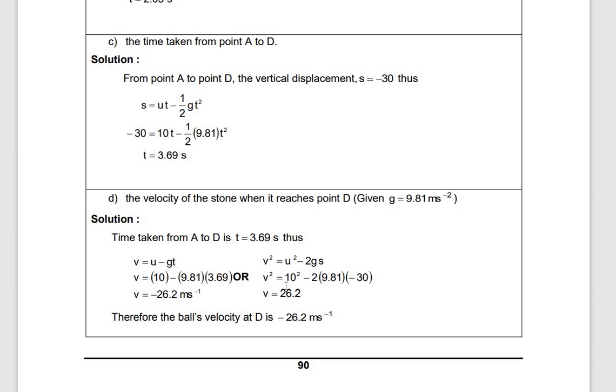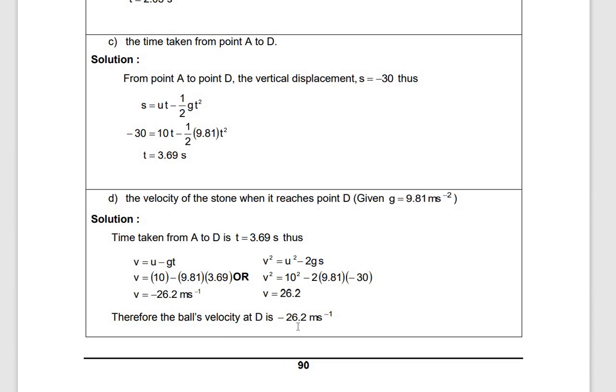Okay, formula untuk cari V. Okay, so then you akan dapat V is U minus GT, 10 minus 9.81 times 3.69. V is negative 26.2. Okay, I tunjuk kenapa dapat negatif nanti. V squared is U squared minus 2GS. V squared is 10 squared minus 2 times G times negative 30. V kat sini dapat 26.2. Nilai dia sama, tapi ada satu negatif, ada satu positif.